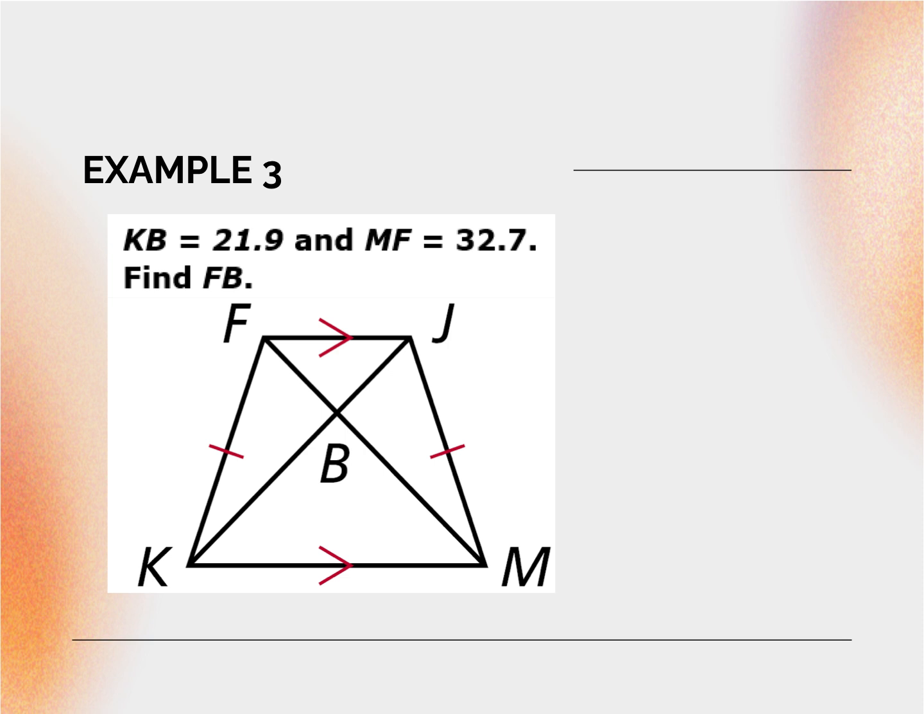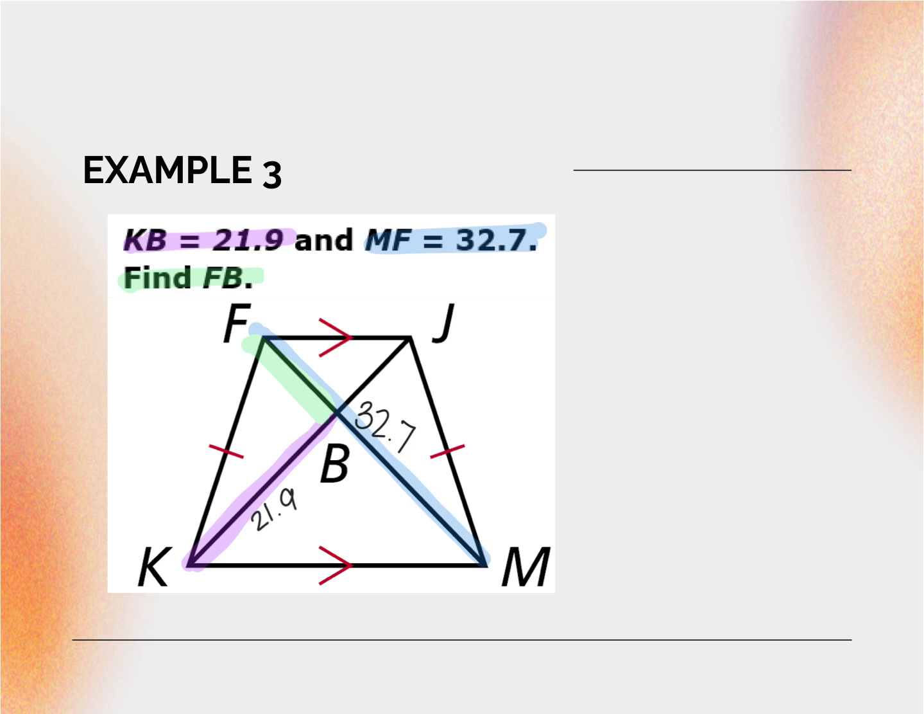All right, looking at example number 3, what are they giving me? They're giving me KB, which is 21.9. They're giving me MF is 32.7. They want me to find FB, which is right here. So labeling what I have, 21.9, 32.7, and FB. So if I'm looking at it, how would I solve for FB?